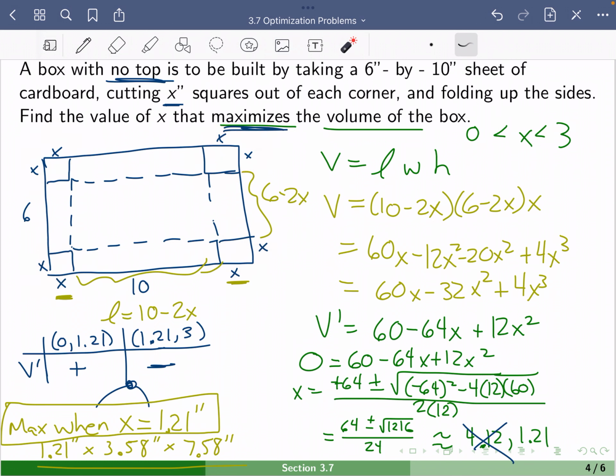And that is a second optimization problem. Come back for our next video. We will look at yet another optimization problem. We will see you there.